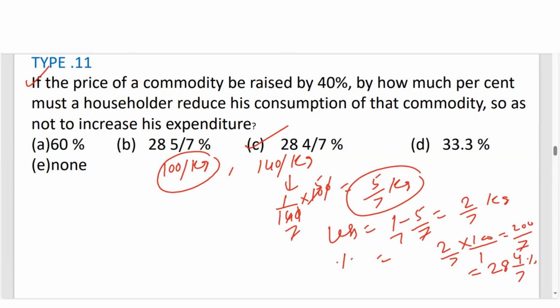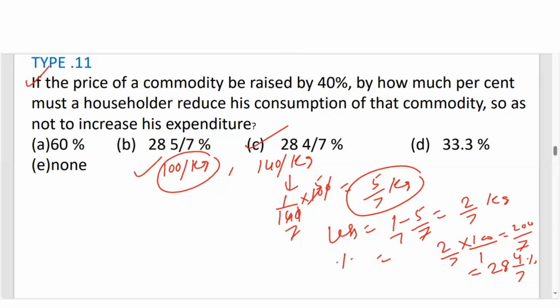One more time: the price of a commodity is raised by 40%. How much percent must a household reduce his consumption of that commodity so as not to increase his expenditure? For this type of question, first we assume the first rate was 100 rupees per kg. Then the increased rate is 140 rupees per kg. Now the person doesn't want to spend more money when the rate increases. That means he wants to spend only 100 rupees. So in 100 rupees at the new rate, how much quantity will he purchase?